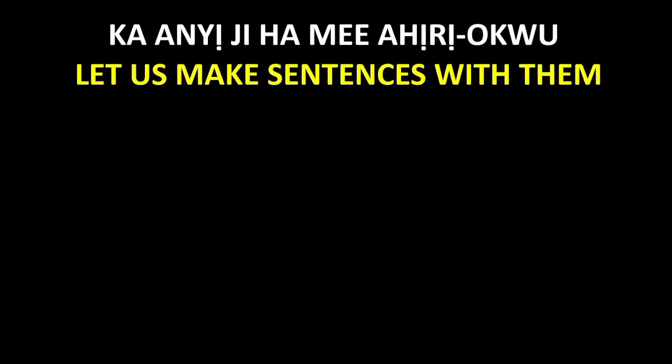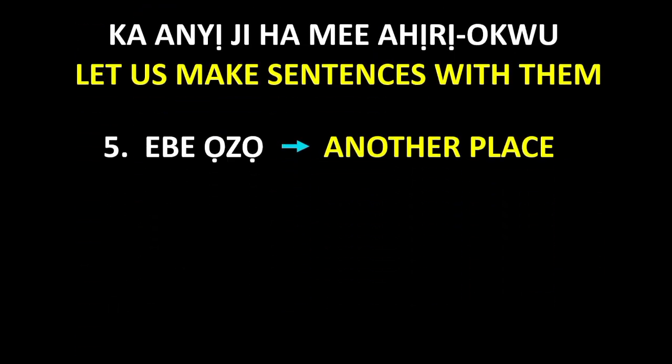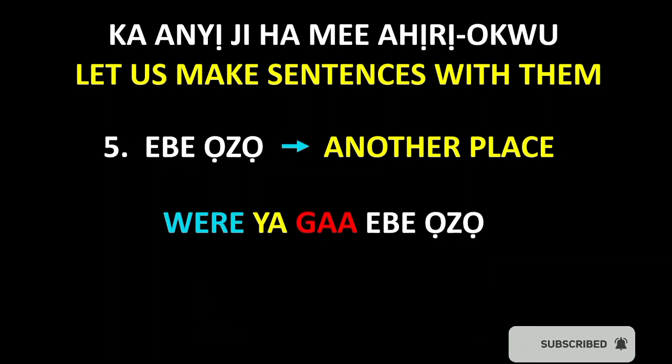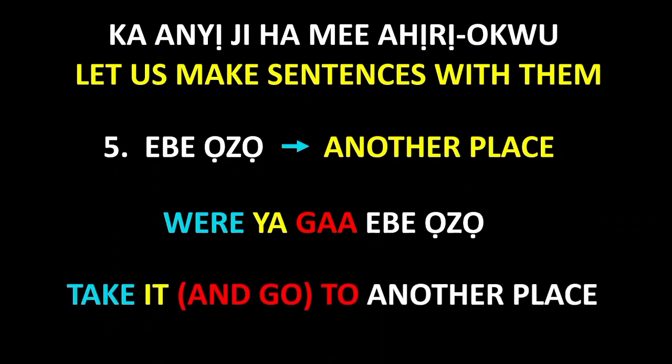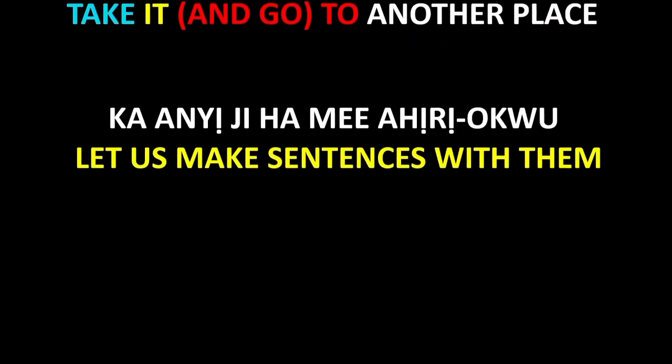We'll move on to number 5 now. And number 5 is ebe ọzọ, meaning another place. Let's have our sentence. Were ya gaa ebe ọzọ. What does this mean? It means take it to another place. Can also mean take it and go to another place. That's why we put that in brackets. This is an alternative to the sentence.